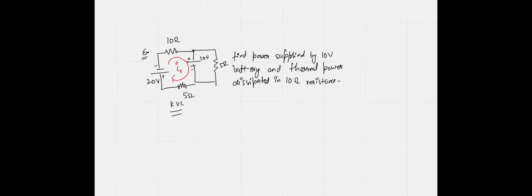Okay, first one, let's take this one, right? So let's say this loop is I2. Alright, so let's go in the first loop. Let's say this part. Let's start from here, and I'm going in this way. I'll come back to this position.